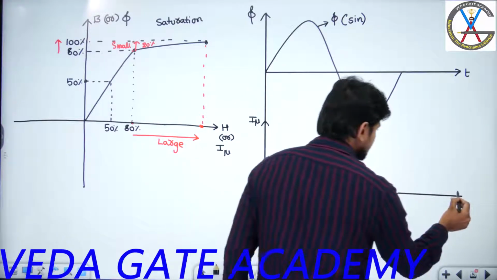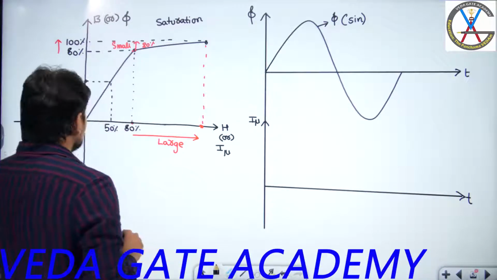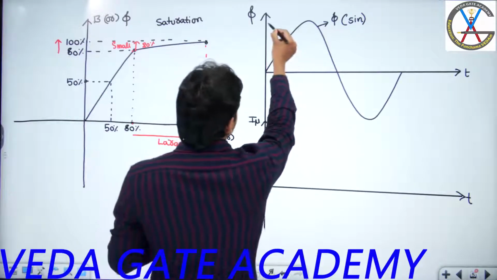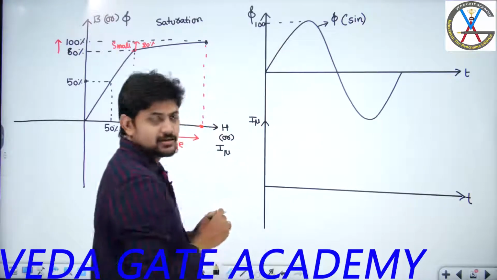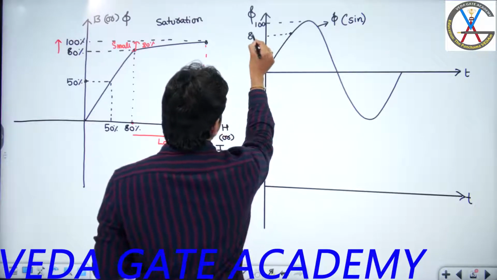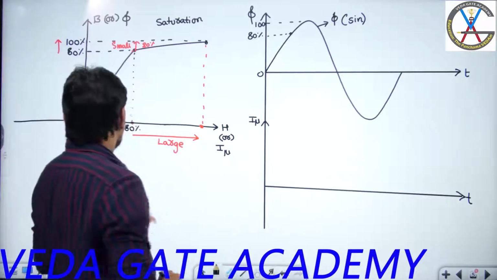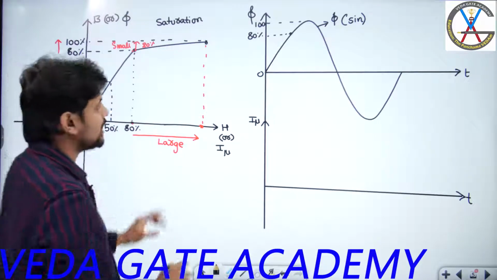With respect to time, this is my magnetizing current. Now from 0 to 80%, let us consider this is 100% of the flux and this is 80% of the flux. This is the 0 point. Now from 0 to 80% of the flux, I require 0 to 80% of magnetizing current.